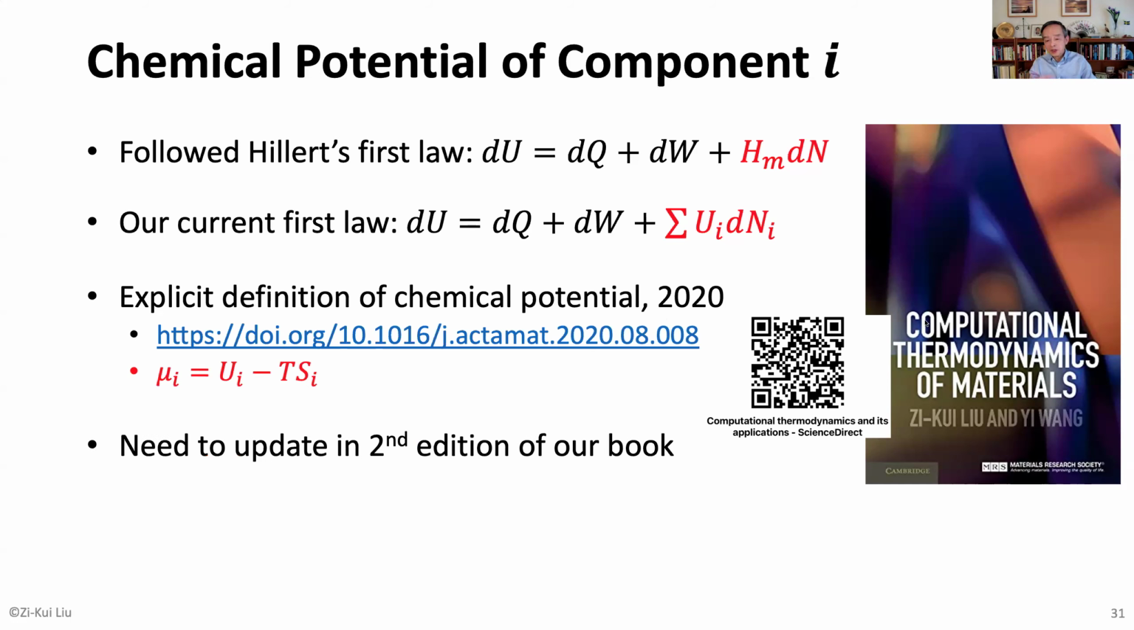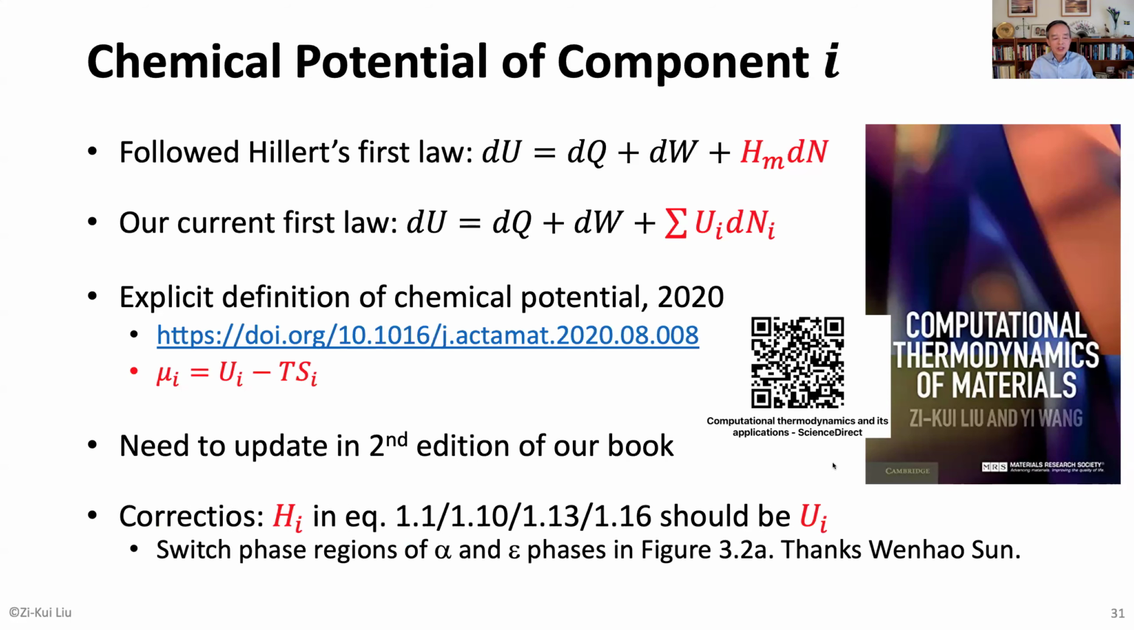That means this book needs to be updated. So I'm going to work on the second edition of our book. The major change in the book is that we're going to correct H_i, which corresponds to what Max Hillert used, to U_i in the equations 1, 2, 3, 4. And I also want to point out one error. The phase regions of alpha and epsilon in Figure 3.2 for the Pu-Ga system were switched. I want to thank Professor Wenhao Song for pointing that out.